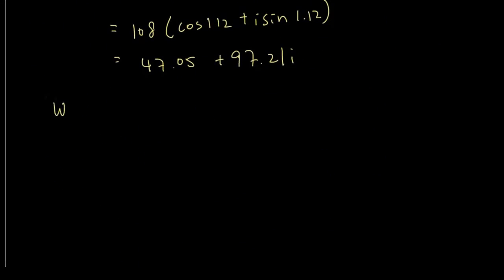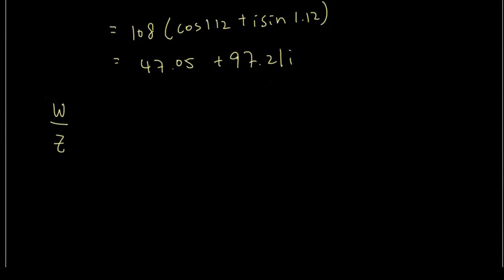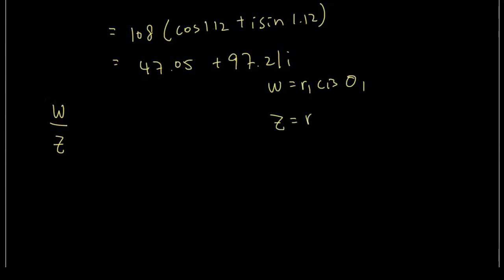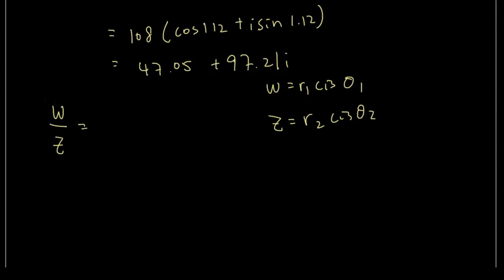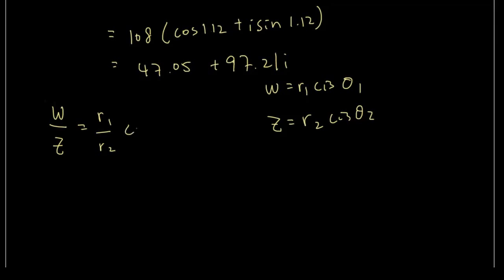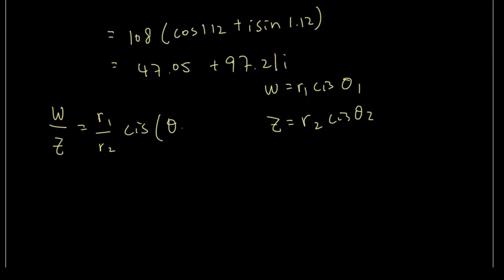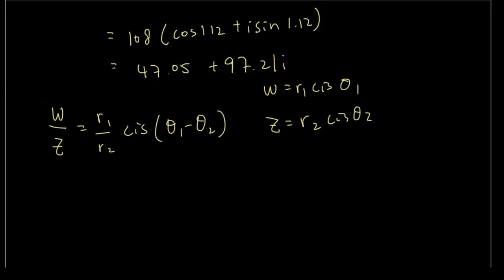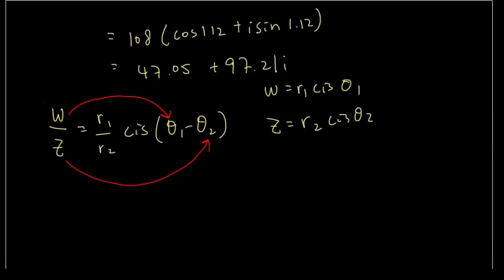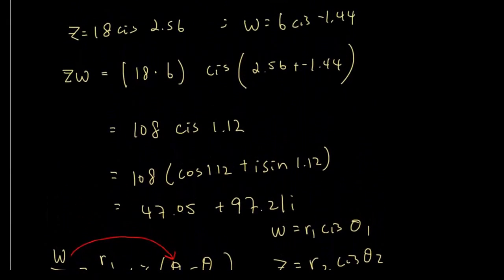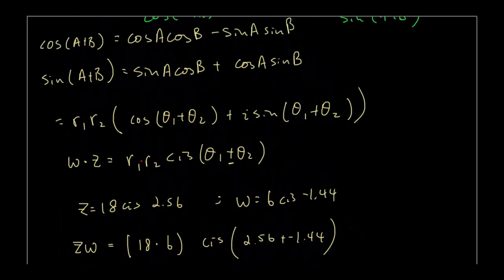If you have w divided by z, okay, now let's say that w equals r1 cis theta 1, and then z equals r2 cis theta 2, then w divided by z will be r1 over r2 cis, but this time it's the difference between the angles. So it's the angle from the top minus the angle from the bottom. Okay, guys, so I hope you understand. And just remember, you don't have to remember the whole proof of it, just to know what the result is. So this is the result.